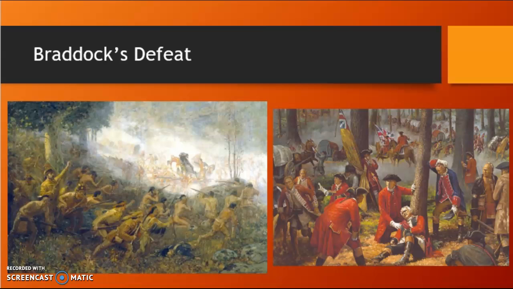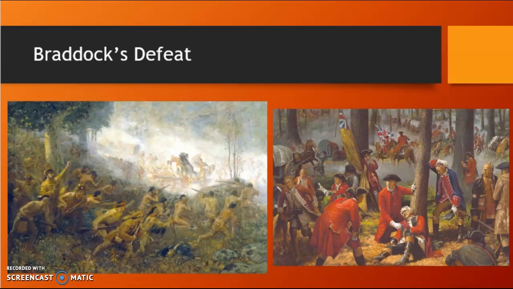Alright, hi guys, so here we are at part 2 of Wars of Empire. So we're taking you back to 1755. When they hear about the defeat at Fort Necessity and the surrender, Britain dispatches General Edward Braddock to the colonies to take Fort Duquesne from the French.